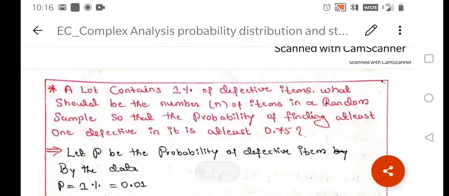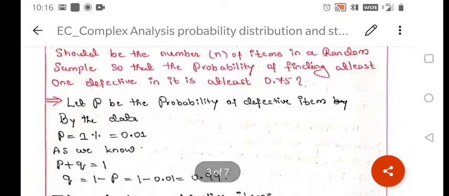Next example, a lot contains 1% of defective items. What should be the number of items in a random sample so that the probability of finding at least one defective in it is at least 0.75?